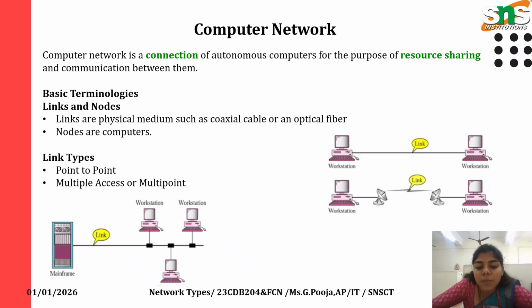And there are two types of links: one is point-to-point, and the other is multi-access or multi-point. As shown in the diagram, the first one is called a point-to-point link, because there is nothing in between. Whereas the second one is multi-access or multi-point, because it is connected to the antenna, and from there it is connected to the other devices or workstations.